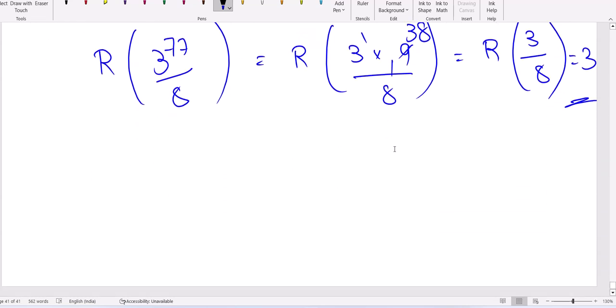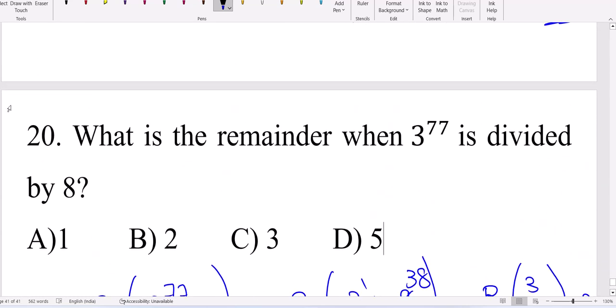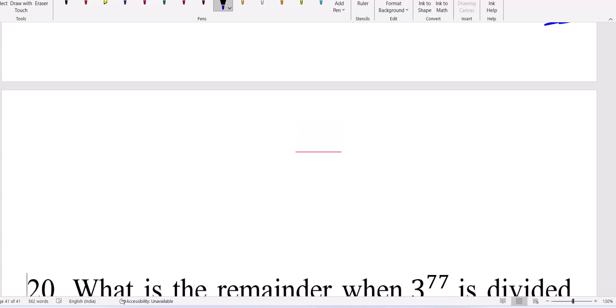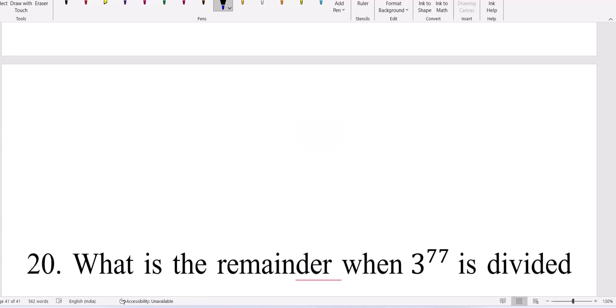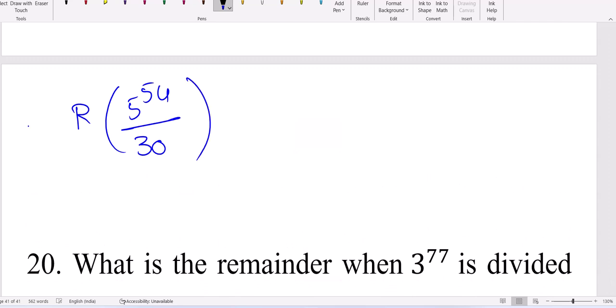Right, so we'll give one question as a task for you, because maybe some people will take time to handle this question. I'll just give one simple question. 5 power 54 divided by 30. What is the remainder?